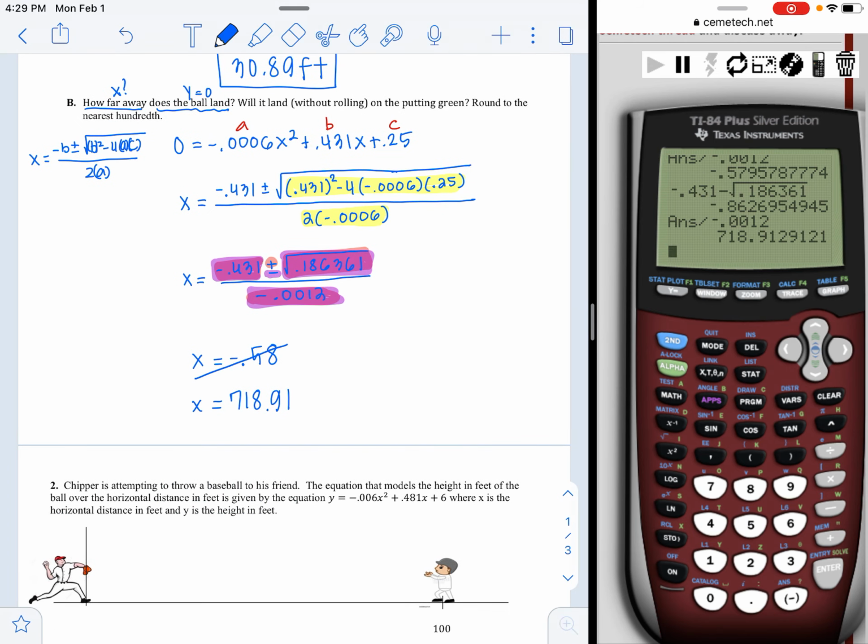So you're not going to erase it. You're just going to cross it off because that's not part of your answer. This is your answer in feet because it told us it's in feet. The ball will land at 718.91 feet.